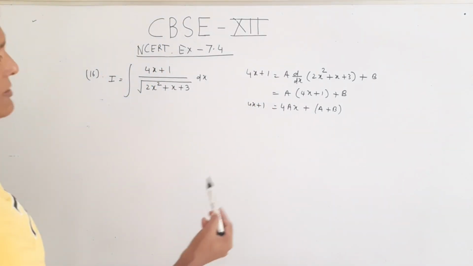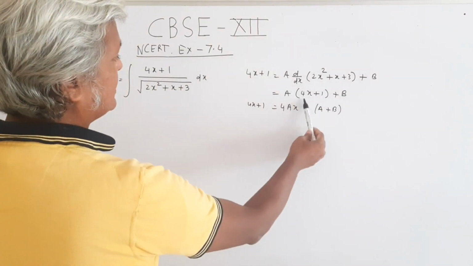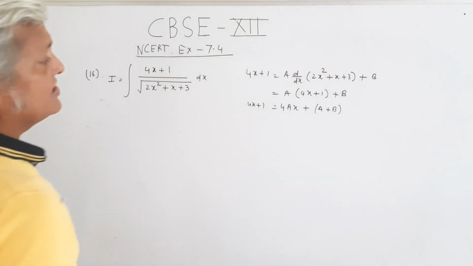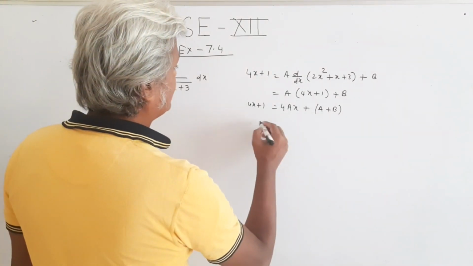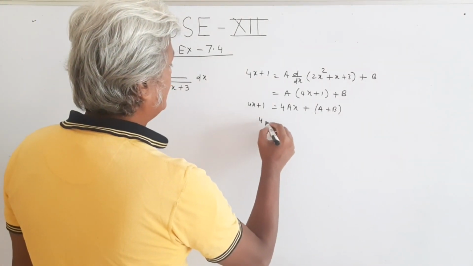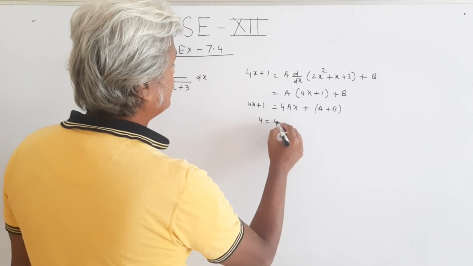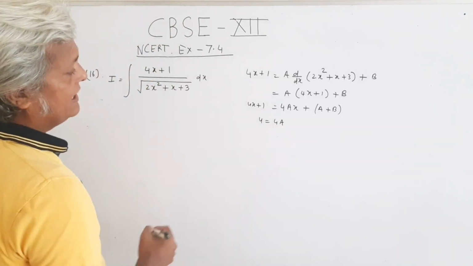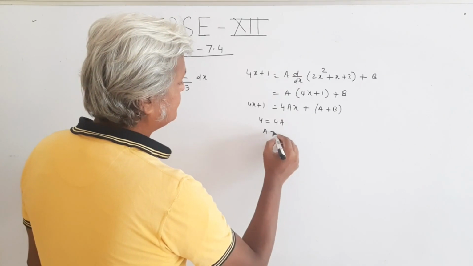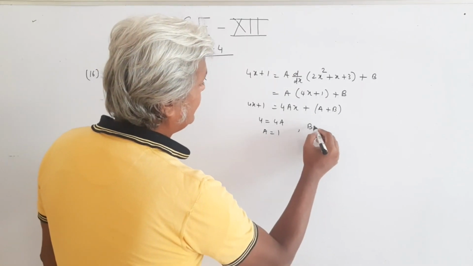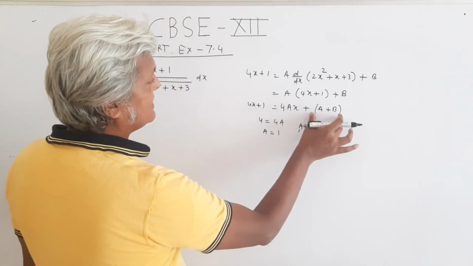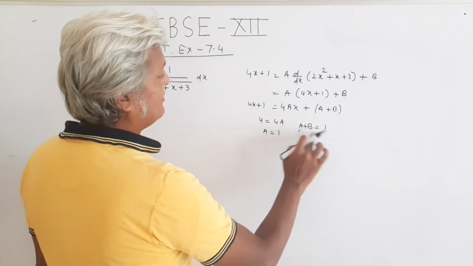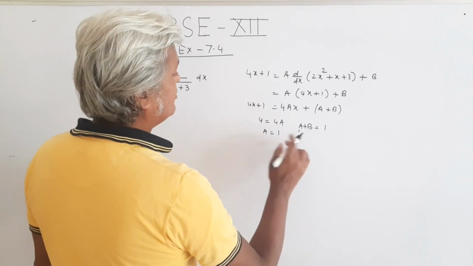Let me explain again. The differentiation of 2x square plus x is 4x plus 1, and the differentiation of 3 is 0, that's a constant. Now if you compare the coefficients, 4 is 4a, so a is 1. Then a plus b is 1, the constant term, and this is also a constant, so a plus b is 1, and if a is 1, then b is 0.